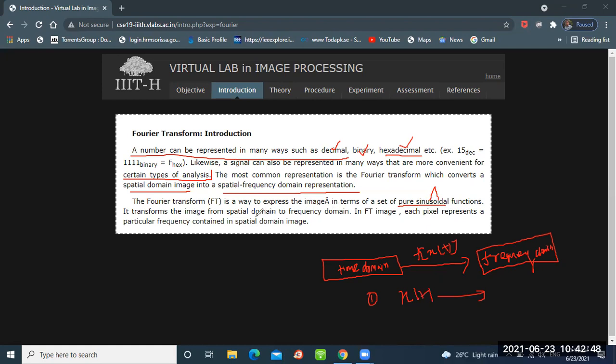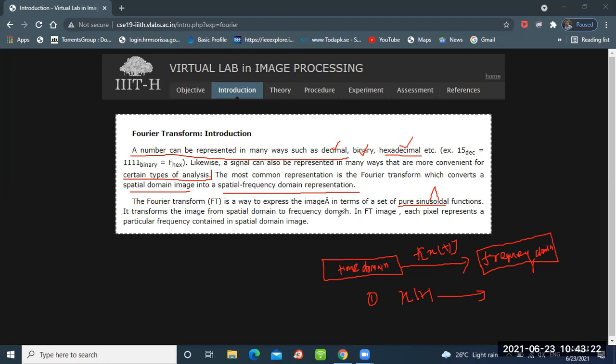It transfers the image from the spatial domain to the frequency domain. So what does it actually do? Whenever you apply the Fourier transformation, first of all, it expresses the image in terms of pure sinusoidal functions. That means whatever the image is, the signal will be constructed with a basis function, and that basis function is basically your sine function and cosine function. And it transfers the image from the spatial domain to the frequency domain.